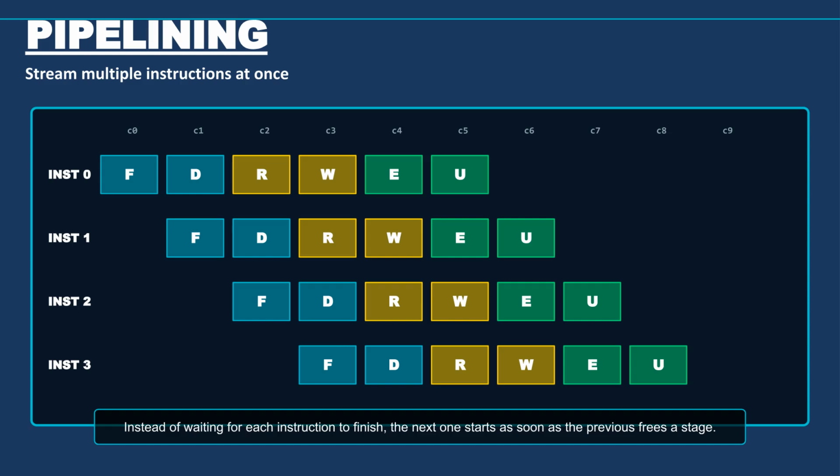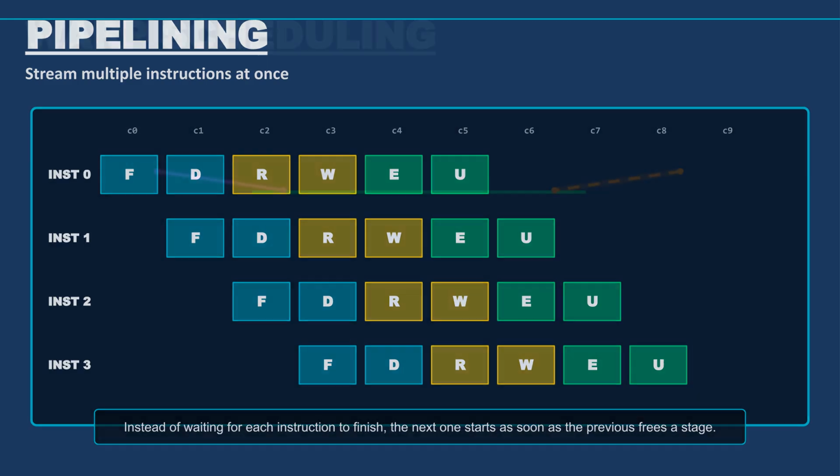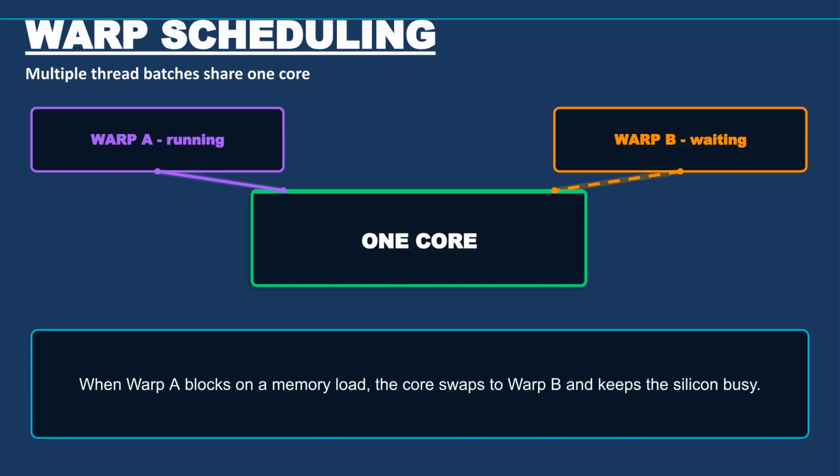Instead of waiting for one instruction to complete all stages, the next instruction starts as soon as a stage is freed, dramatically improving throughput. Warp scheduling uses multiple thread batches to share a single core. If Warp A blocks on a slow memory load, the core can immediately switch to running Warp B, keeping the silicon continuously busy and hiding latency.